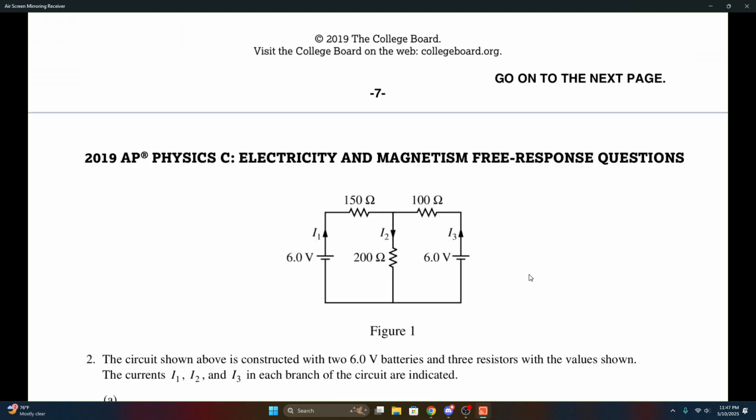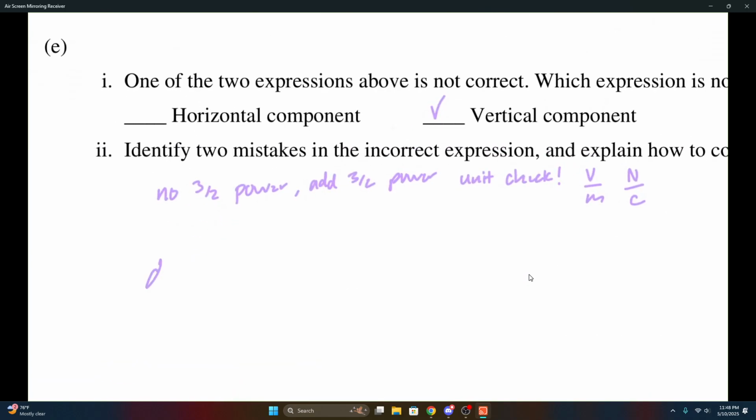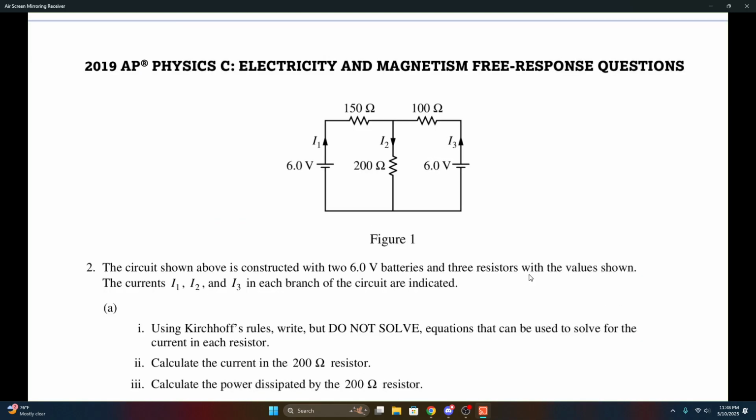Now you correct it. You change the dy to dx. This guy did not correct it. He gets minus point dy, dx. Boom. Okay, circuit question.